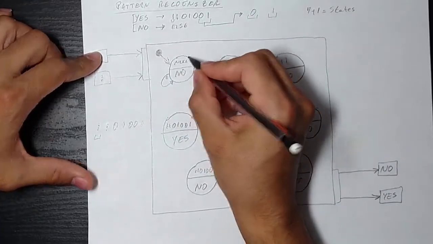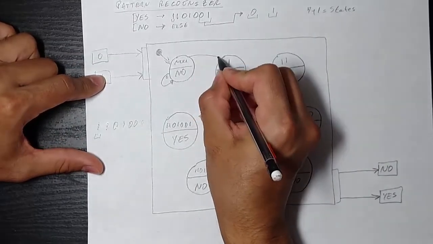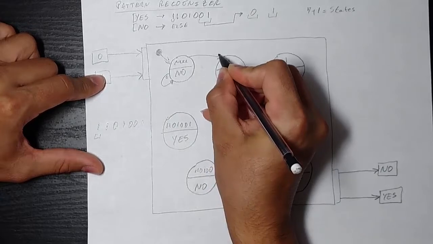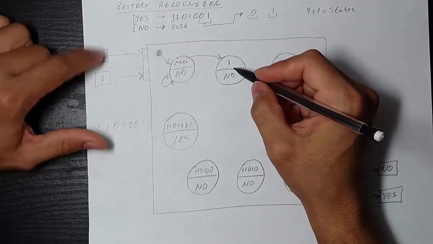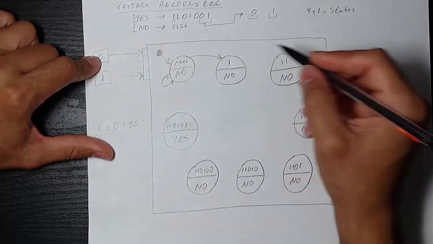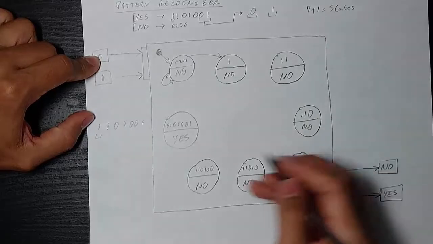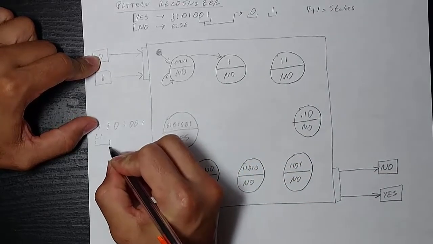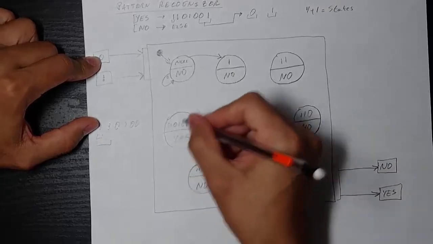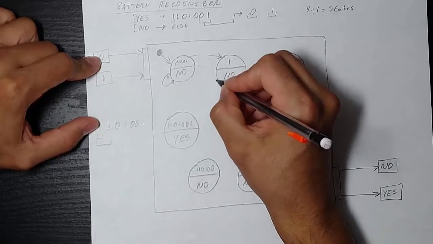What if I'm here and then I press 1 now? Since I need a 1, I'm going to jump to the other state. Now let's say this is my current state and I get a 0. Where do I go? I cannot go to the other states because the other states require 1 and 1 at least. So if I get a 0, I need to go back.